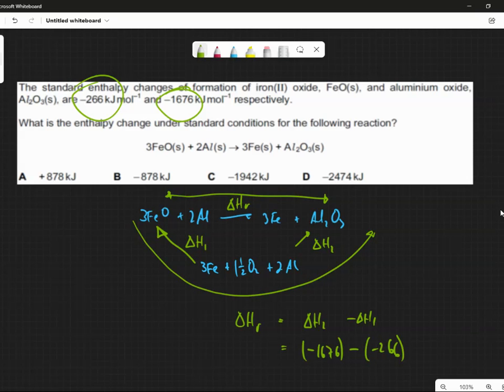266 minus 1676, yeah, minus 1410. What have I done wrong? Anyone? Have I got them the wrong way round? Can anyone see? I'm going to leave this to you. I know it's an easy question, but I've got it wrong.